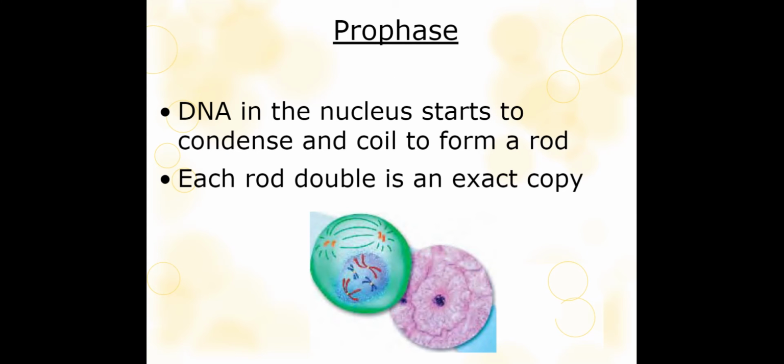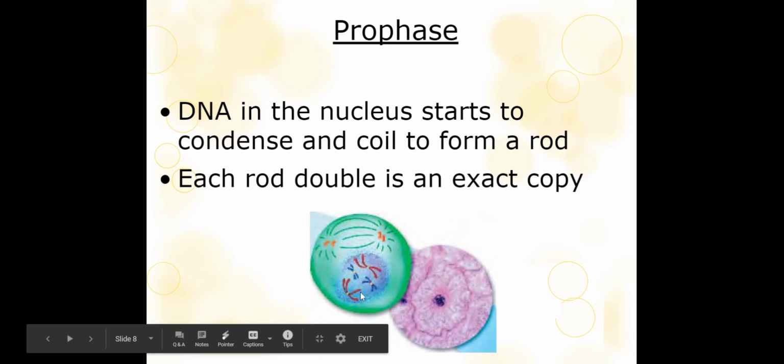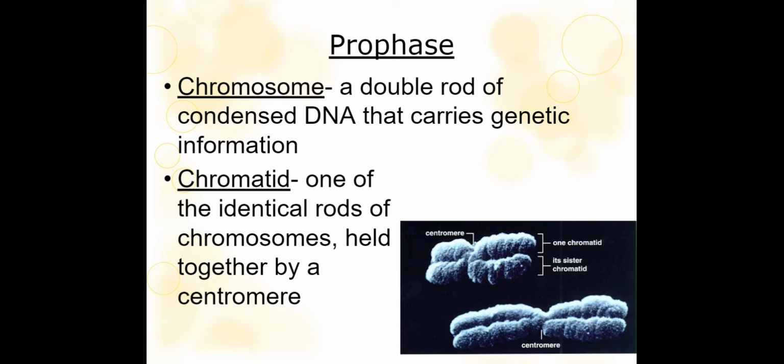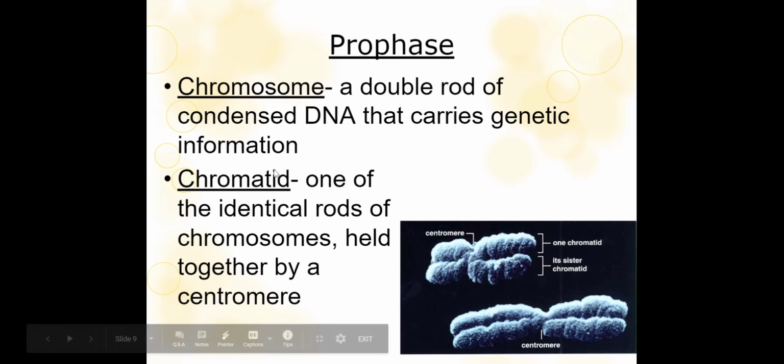The DNA starts to form those chromosomes, okay? We call that X shape a chromosome. So when you have prophase happening, you're starting to see X's forming. Those are the chromosomes. The chromosome is a double rod of DNA, carries genetic information. Each piece of it is called a chromatid. So you've got one side's a chromatid, and then they call it the sister chromatid, and they're connected by a centromere. You're going to need to know this for biology next year. So each side is an exact copy.